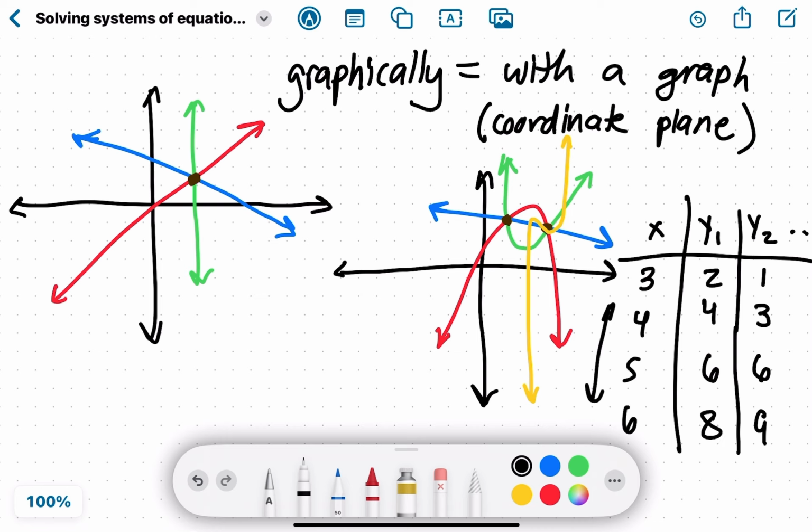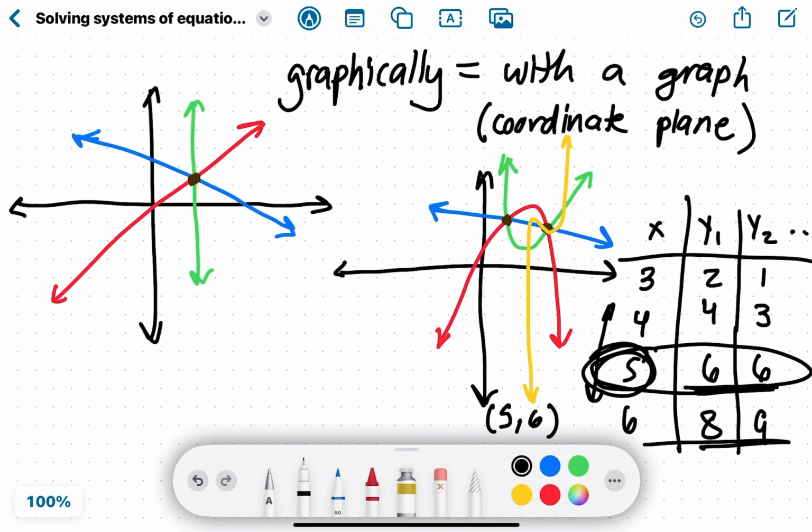There we go. So you see how here all the y values are equal to that same x value, meaning when you put a certain x value in, it gives you the same y's. That would be the solution to that system of equations, because you have that same y for this x. So the solution to that equation would be 5, 6. x equals 6 isn't a solution because of different y's. Same for x equals 4 and 3.